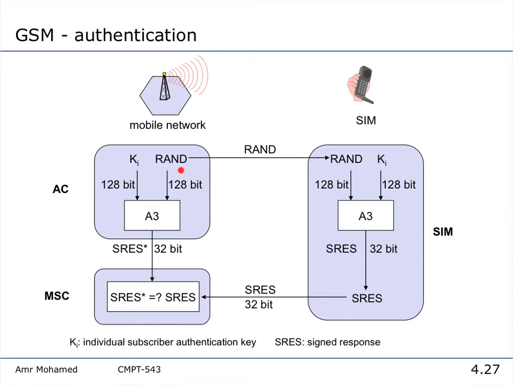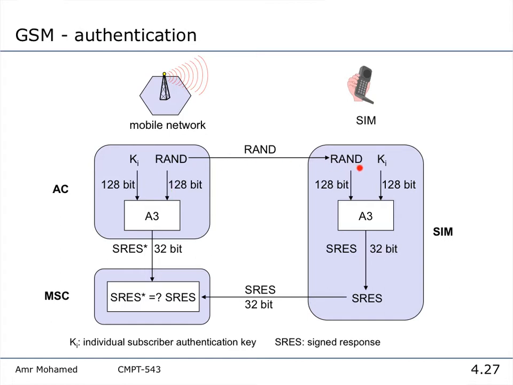This is based on generating a random number of 128 bits. This random number will get sent across the system, across the air interface. This one is exposed. But you have here an individual key, which is part of the SIM, and of course this key is also maintained inside the authentication center.